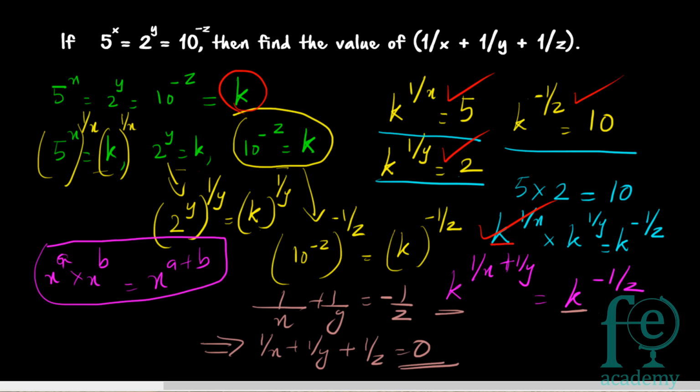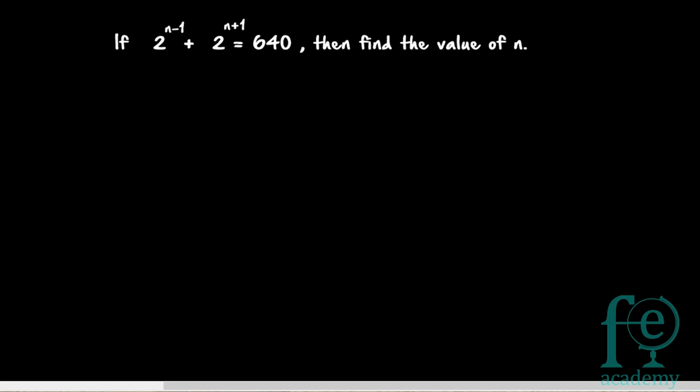Then by using the base, here the base is same, so this can be rewritten as k raised to 1 by x plus 1 by y is equal to k raised to minus 1 by z. Since the base is same, you can equate the powers. So you will be getting 1 by x plus 1 by y is equal to minus 1 by z. So from there, finally, you will be getting 1 by x plus 1 by y plus 1 by z is equal to 0.